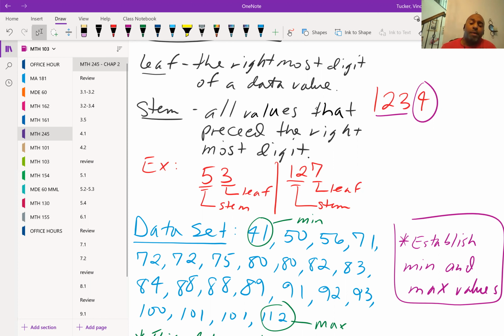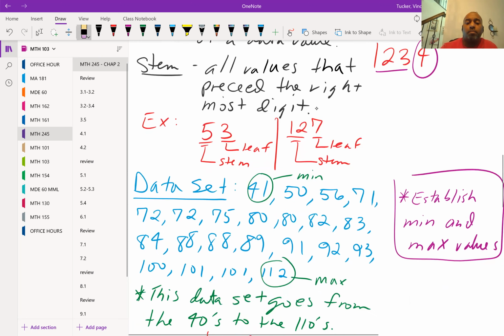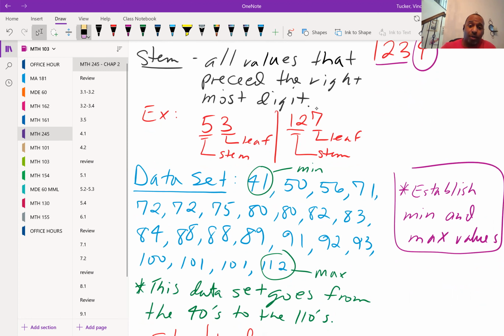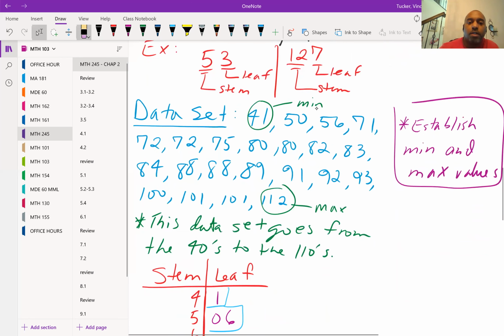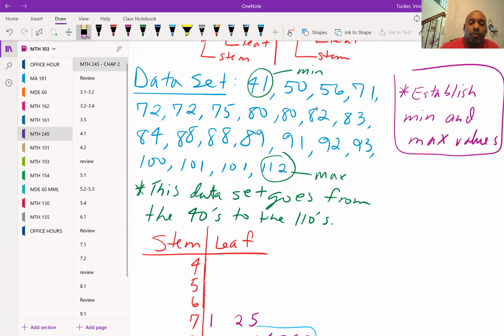All right, so the next move to make is, notice what I have right here in the profile box. You want to establish the minimum and maximum values. So 41 is our smallest value, 112 is our maximum value. And so that means that this data set goes from the 40s to the 110s. And I'm going to erase this next stuff so we can walk through it.